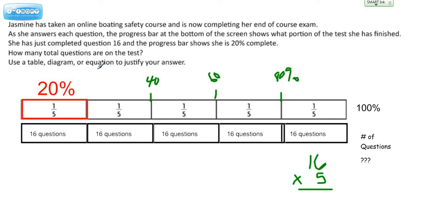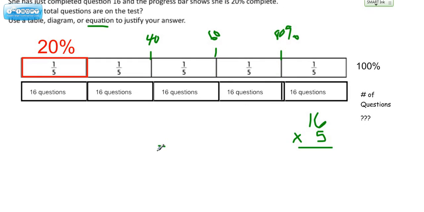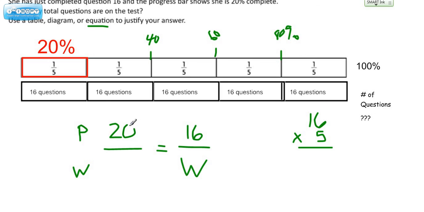Another way you can do it, because it does say you can write an equation, we could set up a proportion. So let's think about what we know about parts and wholes. Now we don't know how many items are on the test, or the whole number that's on the test. But we do know that she's answered 16 questions, and at that point of her test she was 20% complete. So that's the same thing as 20 out of 100. Remember, percent, 100% is all of it.